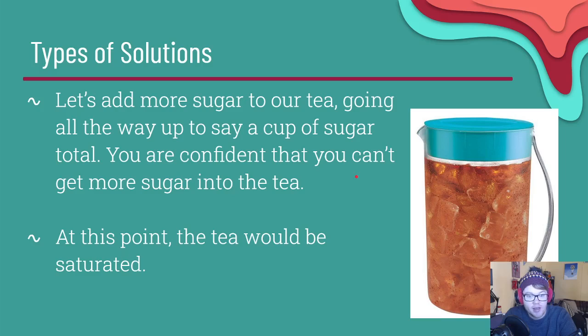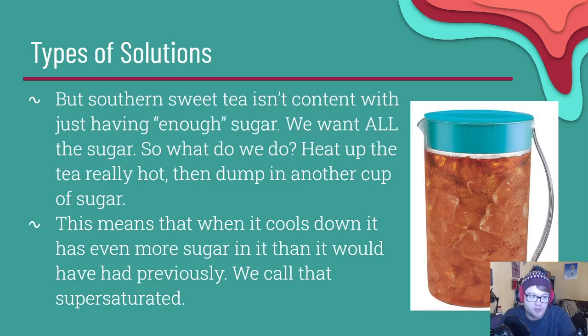And then finally, we here in the South would not be happy with just having all of the sugar. We would want even more sugar. We want more than can actually be dissolved in there. So what we do is we heat up the tea to a really, really hot temperature, and then we dump in a whole bunch of sugar when it's really, really hot.